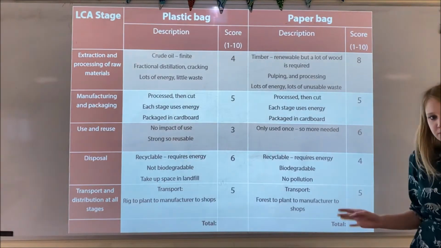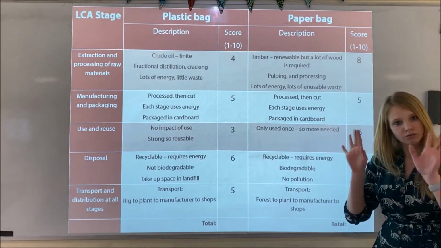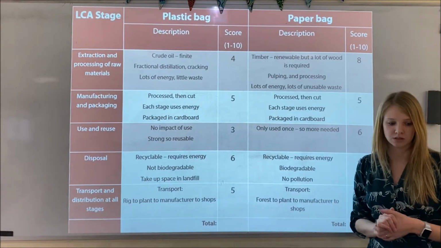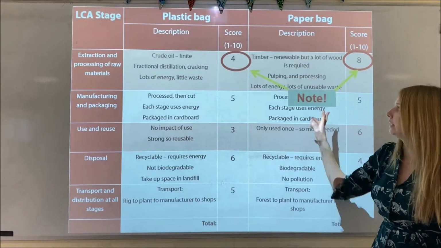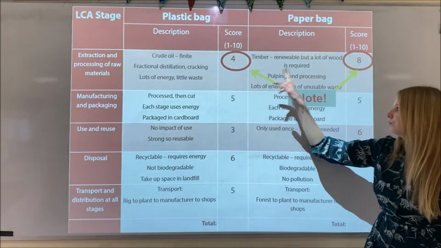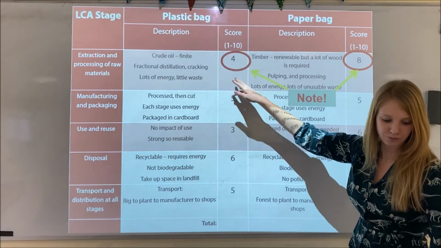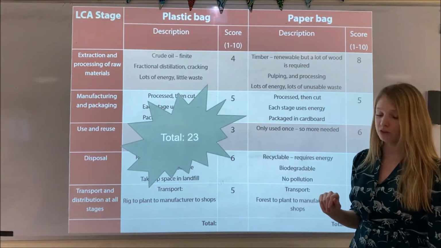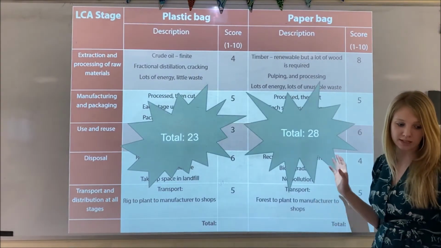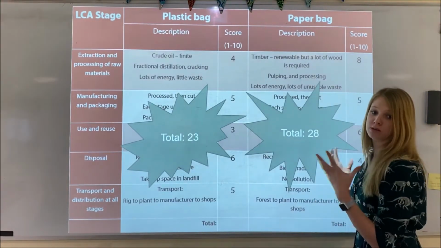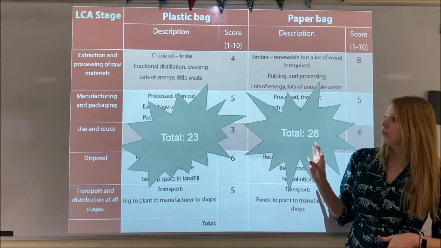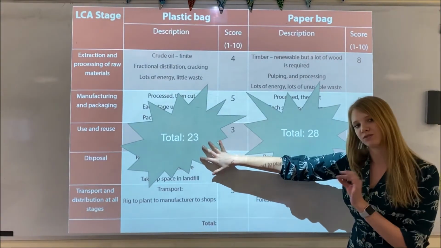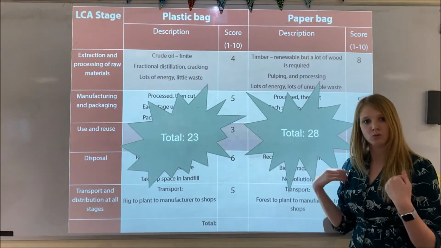Yours might be slightly different, and that's fine. Again, that's all part of doing a life cycle assessment. But key things to look at really is this big difference here, okay? If I count up my totals, 23 for the plastic bag, 28 for the paper bag. So using my judgments here, the plastic bag is actually better for the environment than the paper bag, which I find quite surprising.